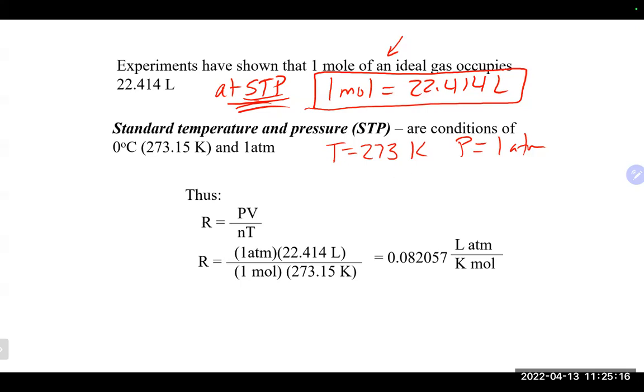Any question on that there? This is also really how we get to the gas constant.